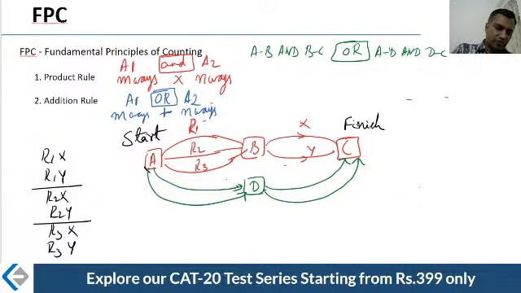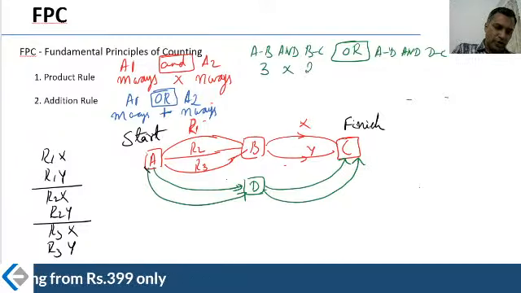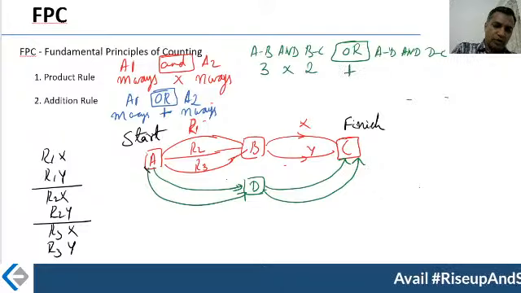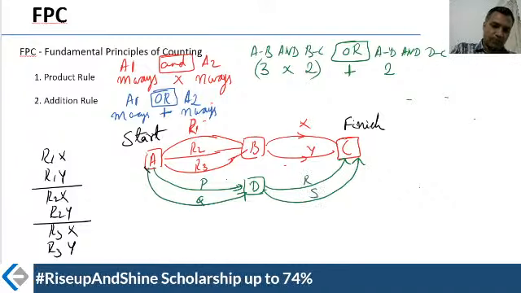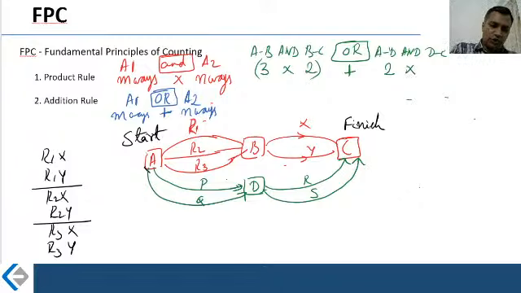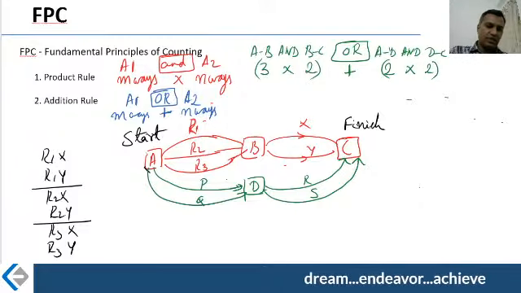A to B, how many ways? We already know that's 3 ways. B to C, how many ways? 2 ways, that is X and Y. Or means what? Plus. A to D, how many ways? 2 ways. Let me give some names: P and Q are the names of the roads. Then R and S are the names of the roads. And means what? D to C, how many ways? Two ways. Together, therefore, how many ways?